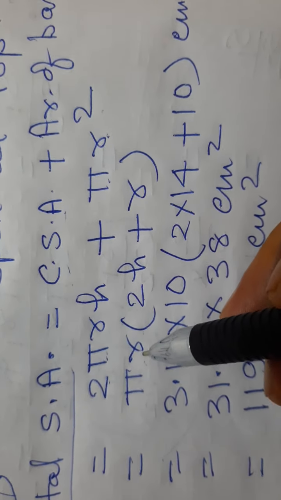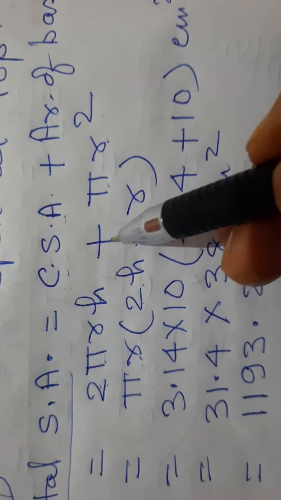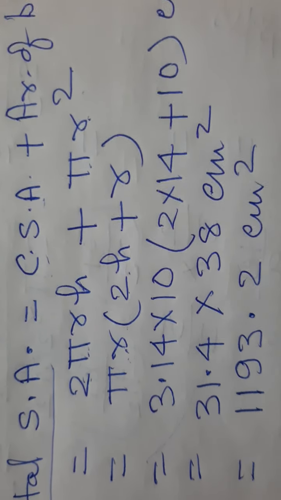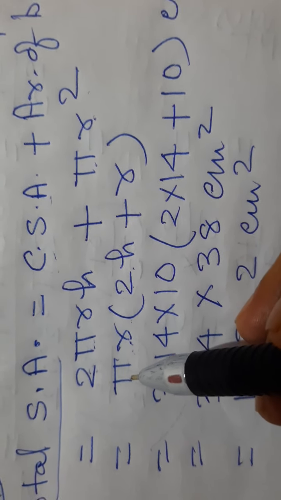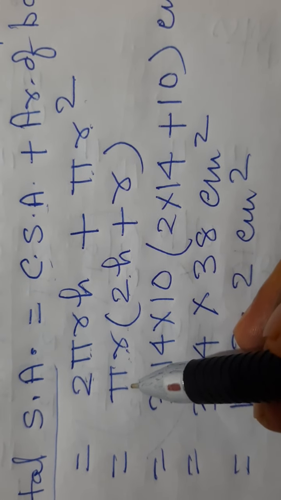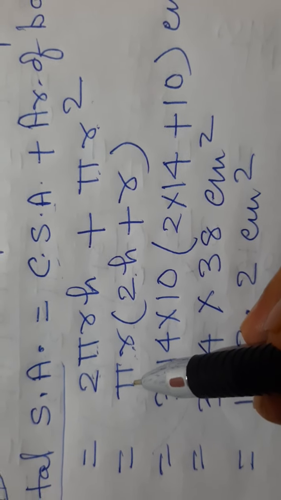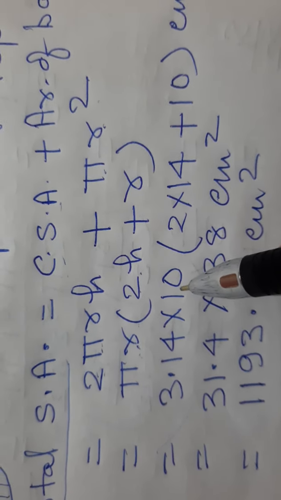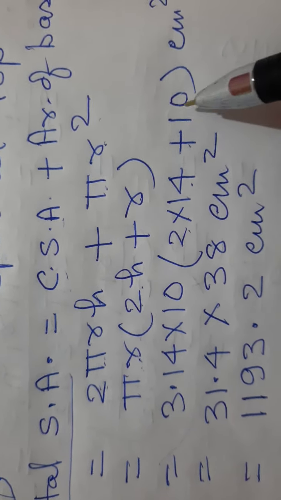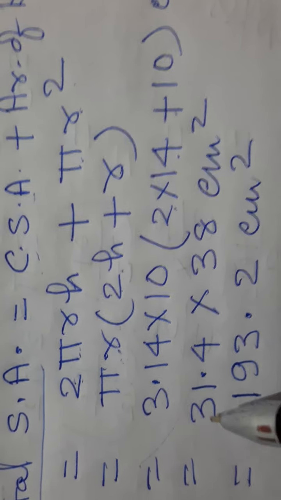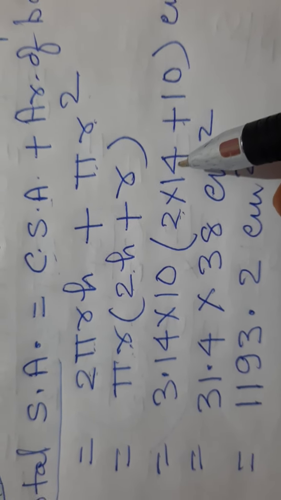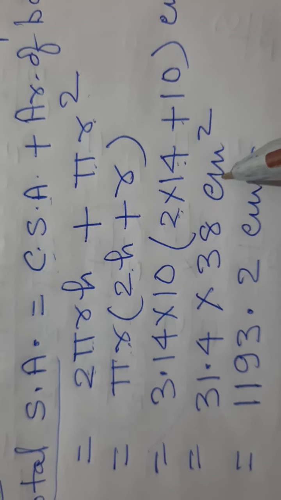Taking pi r common, here remaining 2h plus, taking pi r common, here remaining r. Putting value we get pi. It is given the value of pi is here 3.14. जब पाई का वैल्यू दिया रहे तो हम वही पुट कर सकते हैं. So 3.14 r 10 into 2 into h 14 plus r 10 centimeter square. 3.14 into 10, so 31.4 into 2 into 14, 28 plus 10, 38 centimeter square.